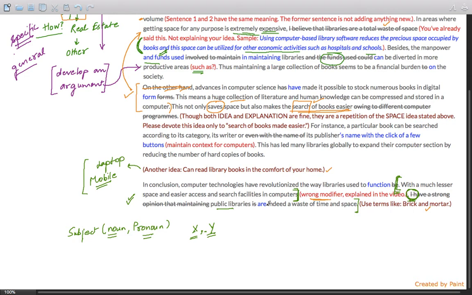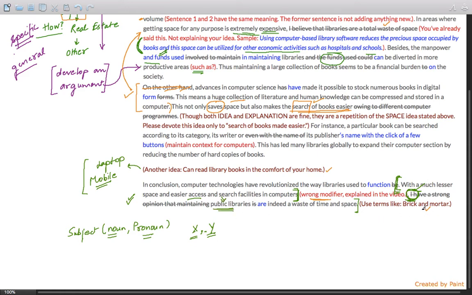Because why are they a wastage of time and space? This modifier shows they are a wastage of time and space because computers occupy lesser space and provide easier access and search facilities. So the first word is being modified and you are modifying the wrong word. It should have modified public libraries. I hope the point is clear.